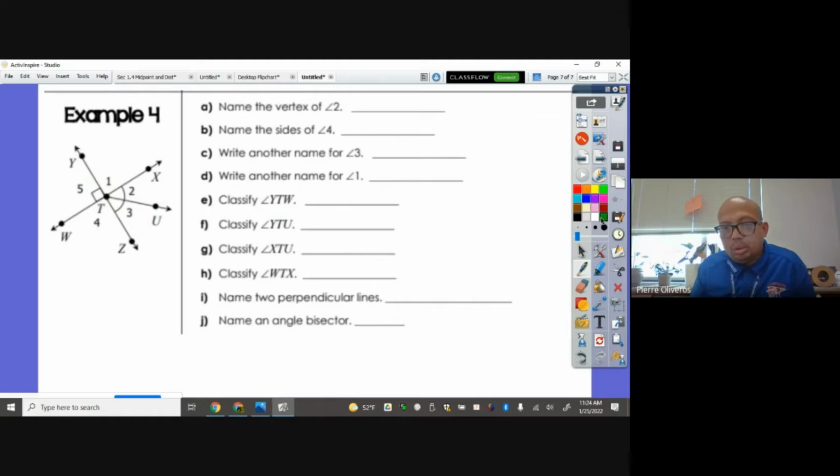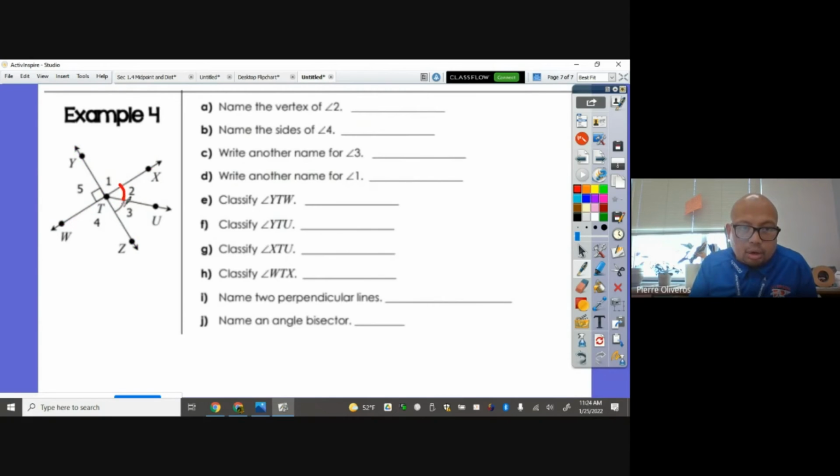Next, WTX, the entire straight angle. So that's a 180 degree angle, or straight angle, okay? So it's 180 degrees there, straight angle is the classification. Name two perpendicular lines. YZ and WX are perpendicular lines. We write line YZ, with the line above, is perpendicular, that's the notation, to line WX, with the line above, okay?